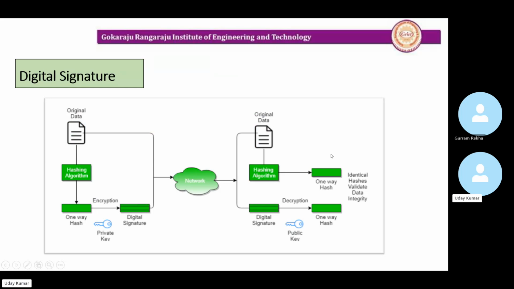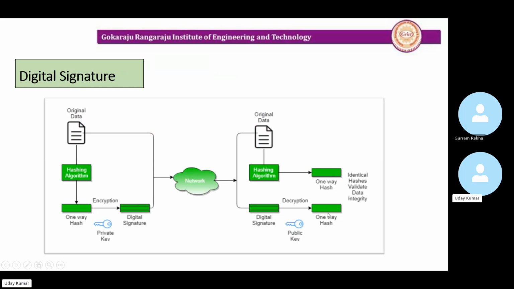Fine. And here at the receiver end, students, the original data is sent to a hashing algorithm, and you get a one-way hash. And here is the digital signature. The digital signature is decrypted using a public key, and here you get a one-way hash. So once this hash and this hash are both the same, then the communication that you have done is secure, and then you can start your communication.